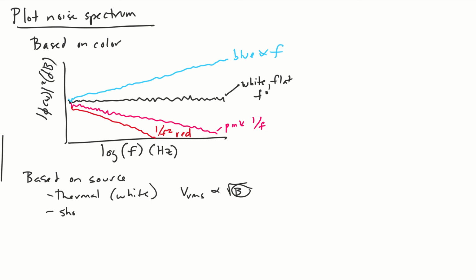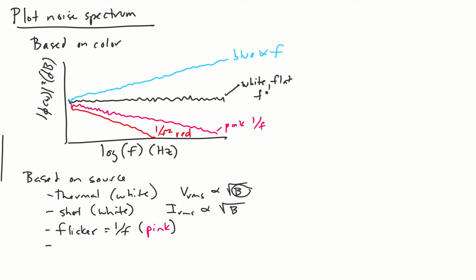We also talked about shot noise, which again was a white noise source, where our current RMS is again proportional to the square root of B. We talked about flicker noise. This is the one that was different. You call flicker noise also 1 over F noise, and just that description should tell you what color noise that is. 1 over F, if we go back up above, is a pink noise source.